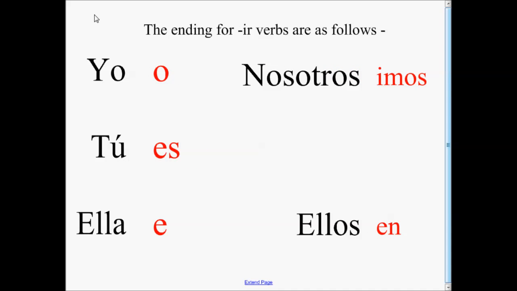The subject endings for verbs ending in IR are very similar to ER verbs. For yo, o, tú, es, ella, e, here's where it gets different. Nosotros, imos. And then ellos, en. You'll notice the only different ending is for the nosotros form. Remember, for ER verbs, it's emos. And for IR verbs, it's imos. The rest is the same.